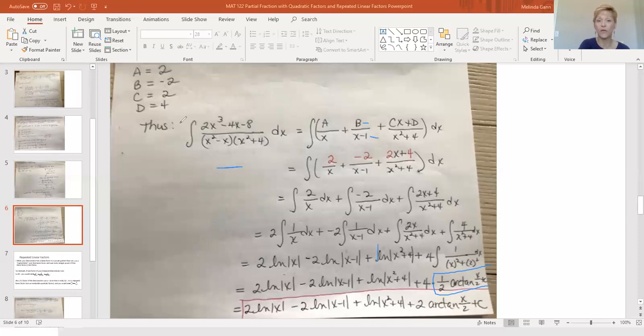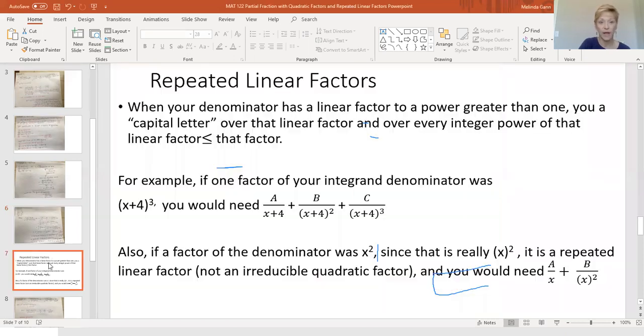The only difference in this and the ones you had for homework previously is the fact that you may have that irreducible quadratic. So instead of just putting a c over x squared plus 4, you have to put c in front of x plus d over that. Okay. So let's go look now at repeated linear factors. Let me erase these marks so that doesn't distract you.